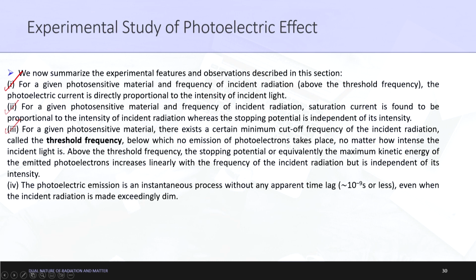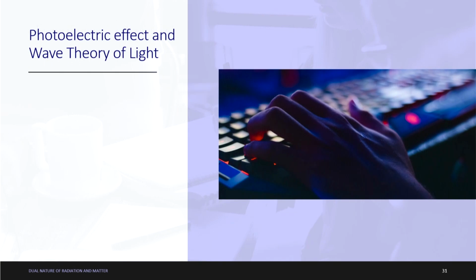Next is, the photoelectric emission is an instantaneous process without any apparent time lag, that is 10 to the power minus 9 seconds or less, even when the incident radiation is made exceedingly dim. Okay, so even if it is made exceedingly dim, the time lag is very small, and it does not depend upon whether the intensity is dim or higher; the photoelectric effect takes place. Okay. So that was the complete concept of the experimental effects on the photoelectric effect.